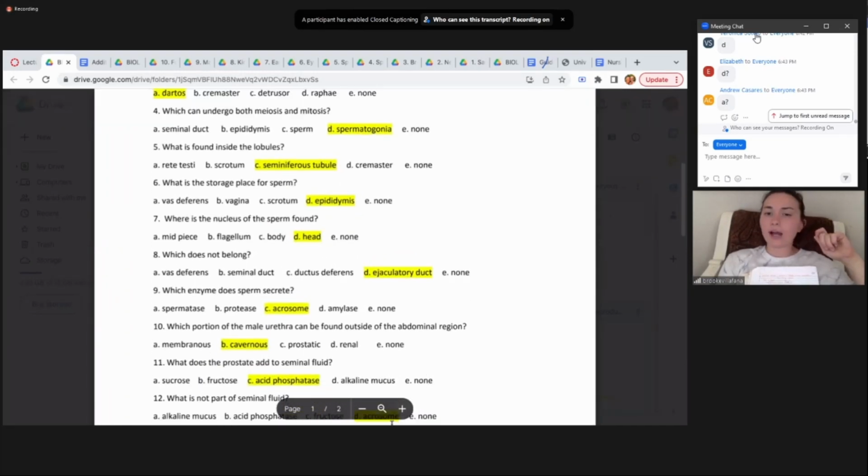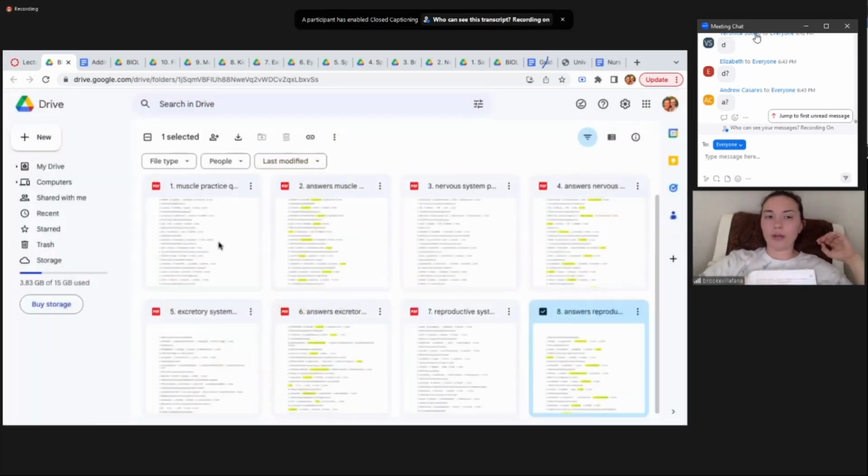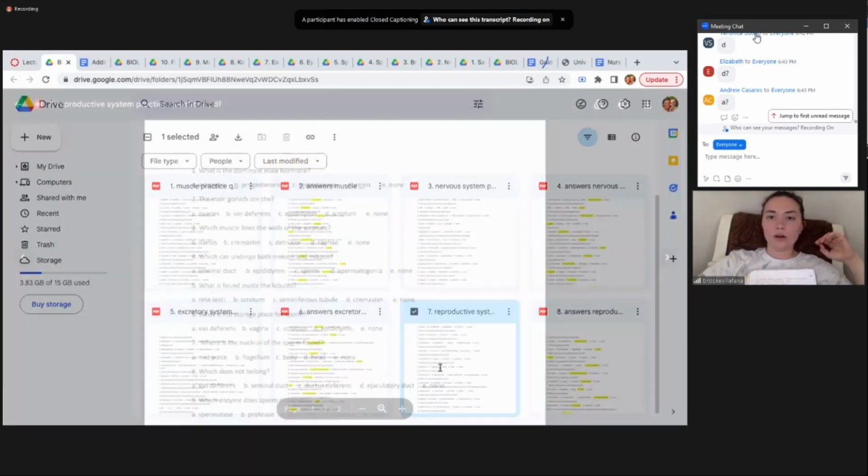The answer is acrosome. They're trying to say, remember that the sperm is not part of the seminal fluid because the semen has seminal fluid and sperm. The sperm have acrosome. Does that make sense? The seminal fluid has everything besides sperm. So since the acrosome is a part of the sperm, it's not part of seminal fluid. Hopefully that made sense.